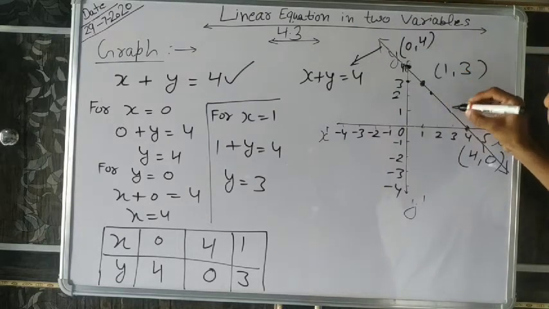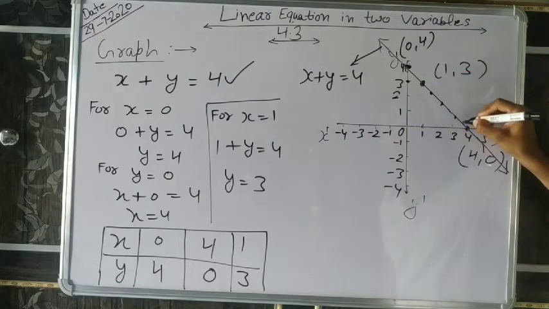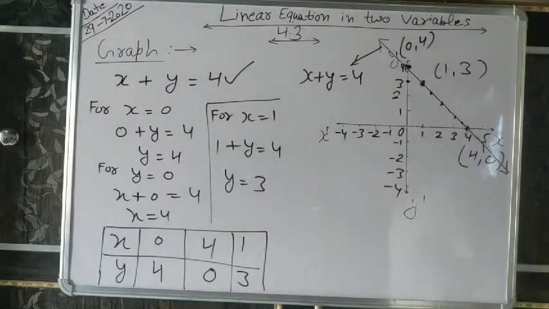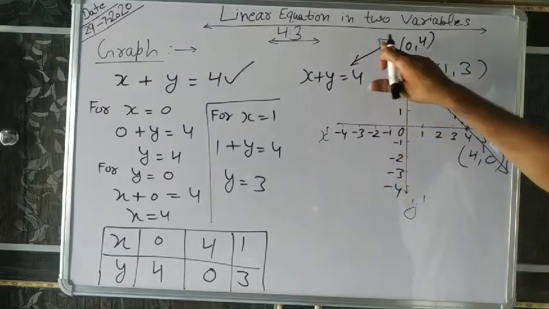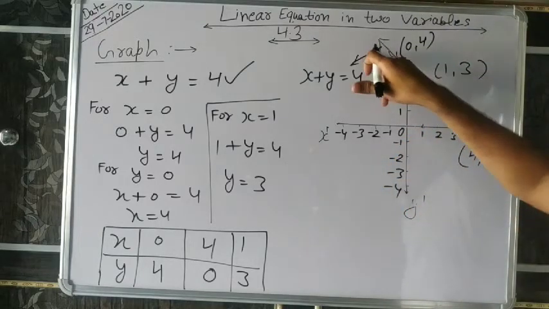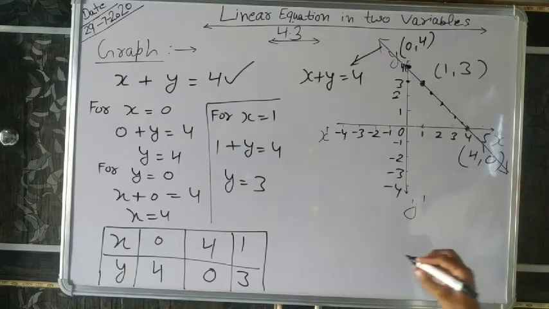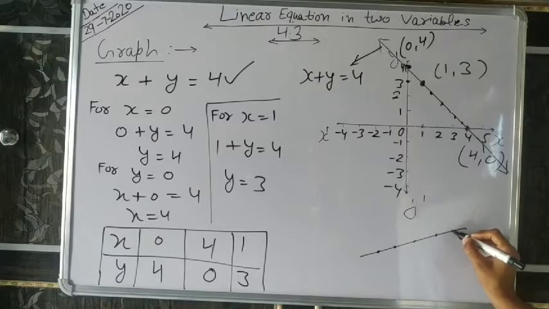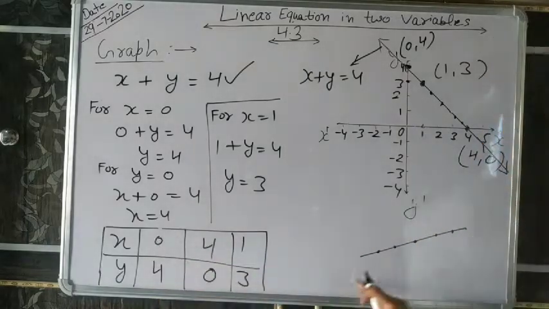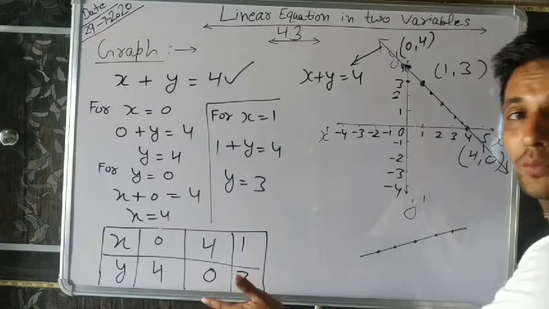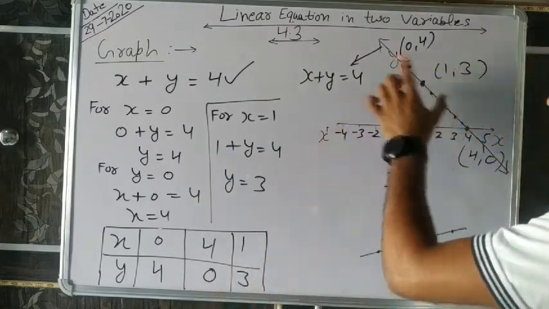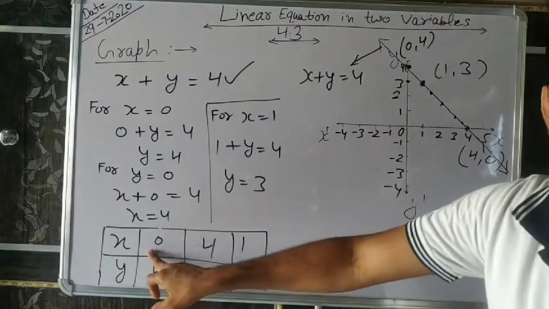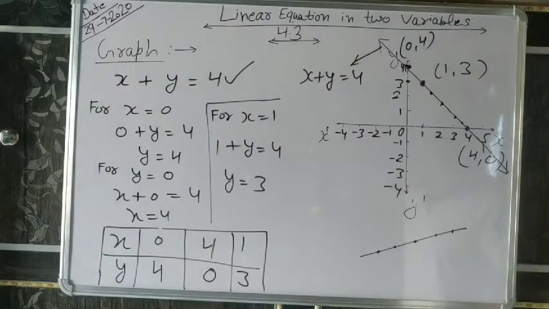It means every point is on this line. Because a line is made of how many points? Infinite. And a linear equation in two variables has infinite solutions. A line is also made of infinite points, and every point on this line is a solution of this equation. Therefore, since the line has infinite points, this equation also has infinite solutions.